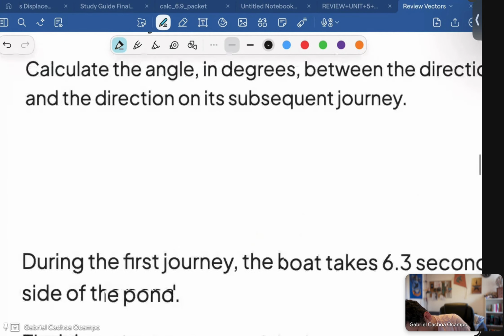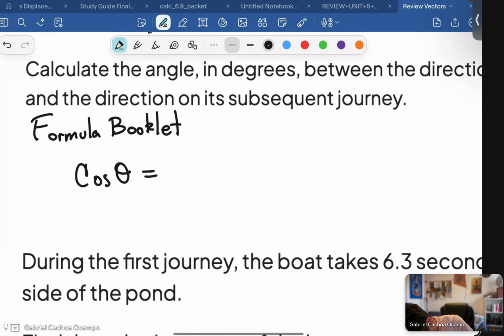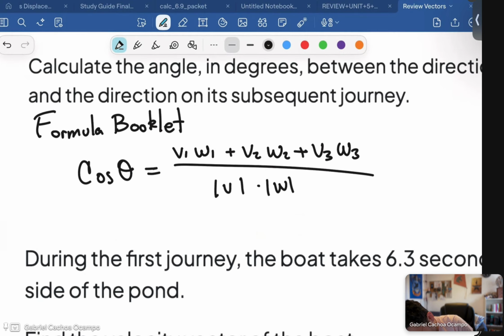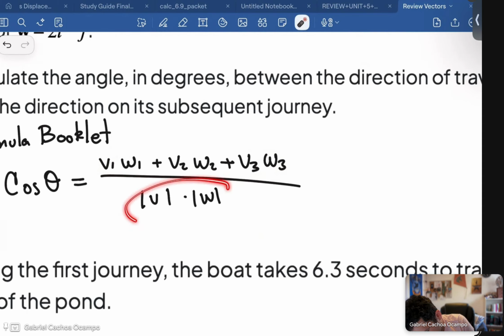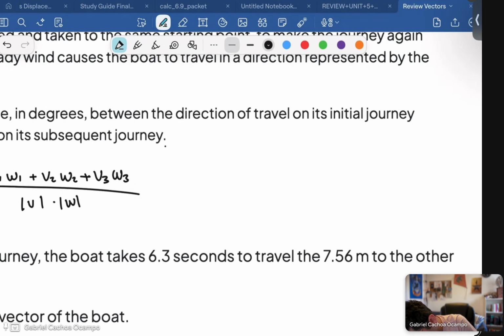Okay. Your formula booklet. Anastasia told me, thank you, Anastasia. In the formula booklet, you have that the angle in between two vectors is v1 w1 plus v2 w2 plus v3 w3 over the magnitude of v times the magnitude of w. If you observe, this is the dot product of v and w, and this is the product of the magnitudes. If you go into the answers, you can see how to do it manually. In this case, observe that w3 and v3 are both equal to 0 because the vectors are not in space, they are in a plane.